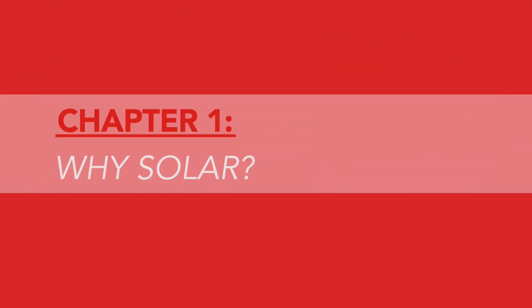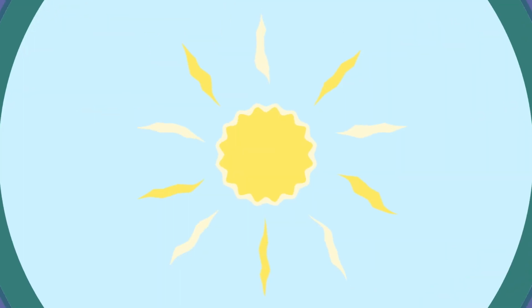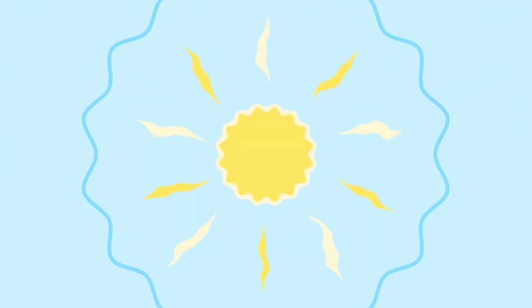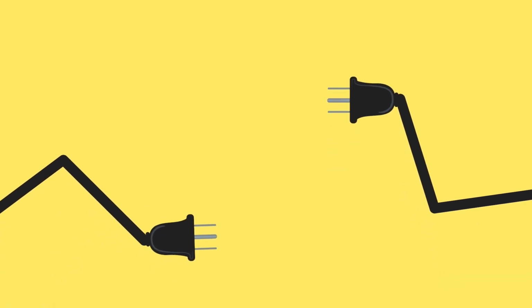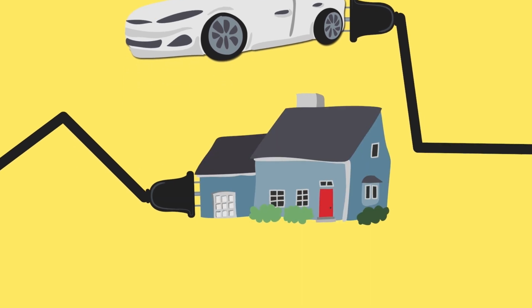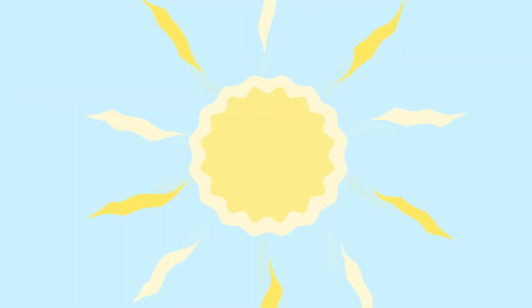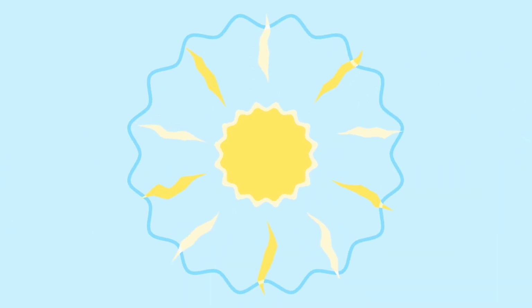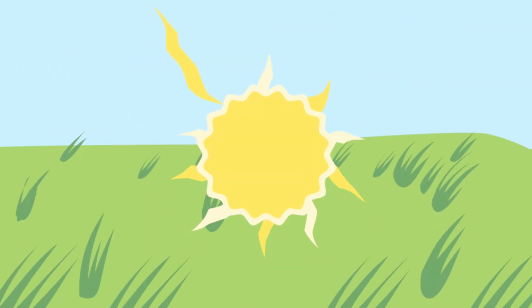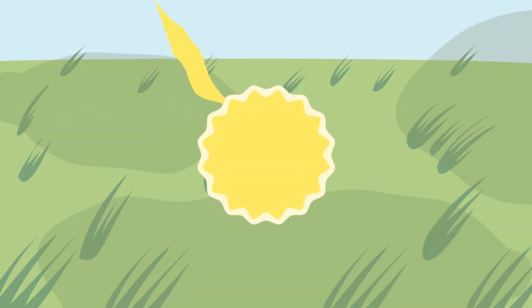Chapter 1. Why Solar? Electricity made from the sun is one of the fastest growing sources of power in the United States and the world. Solar power is an important part of our electricity mix, especially as transportation, heating, and other day-to-day needs become more electrified. Solar power can help us cost-effectively diversify our energy resources while addressing environmental concerns like pollution and climate change.